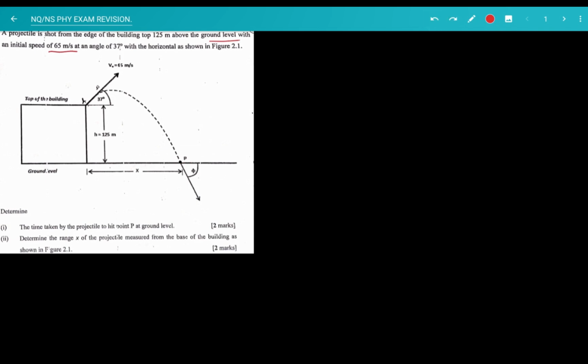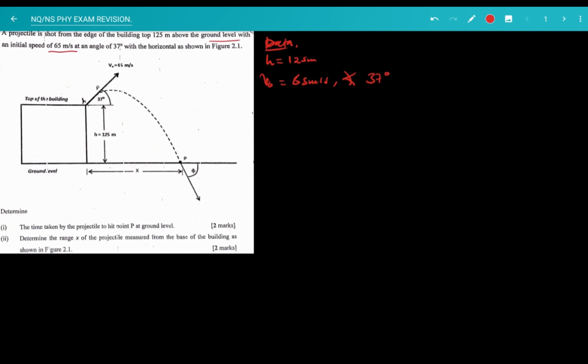Okay, let's collect data. We know that the height is 125 meters, that is from the ground to the top of the building. Not only that, we know that the initial speed, V naught, is 65 meters per second, and this is at an angle of 37 degrees with the horizontal, that is.